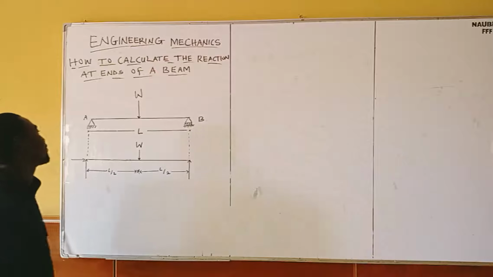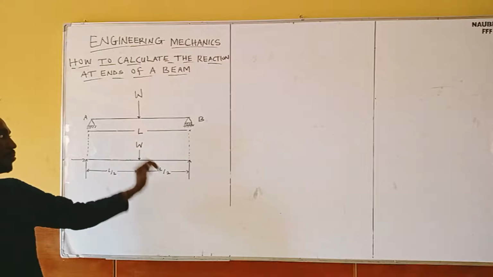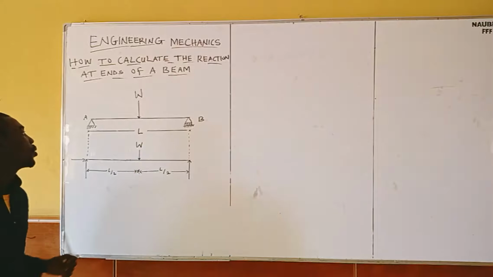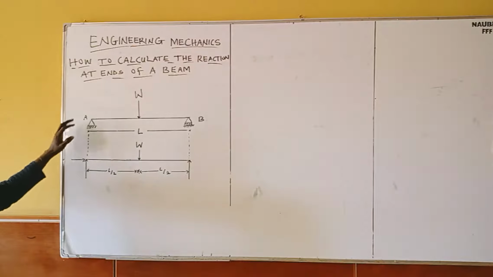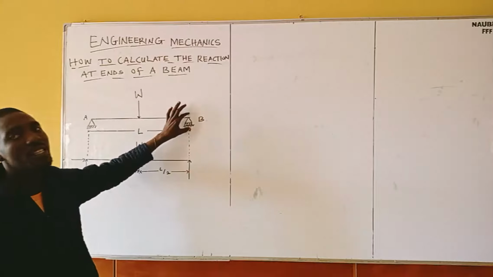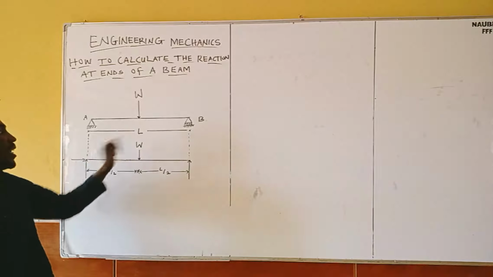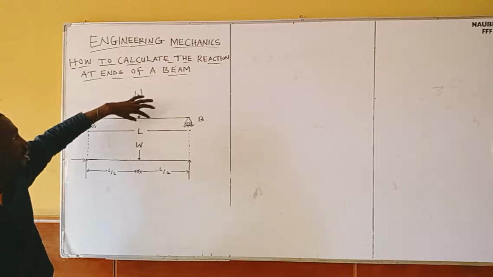So now, this is nothing but a simply supported beam. We've already explained this. A simply supported beam has a hinge support and a rolling support, and the length of the beam is L. This is the weight acting on the beam.